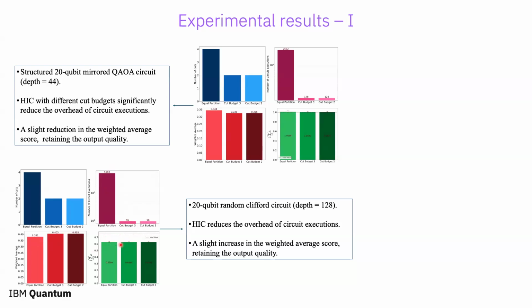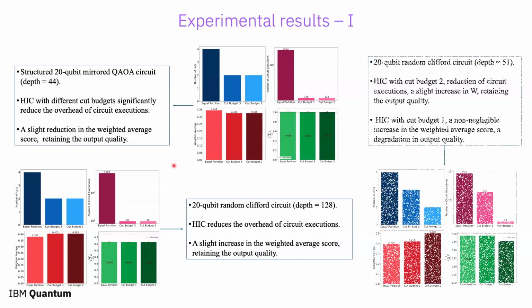But this doesn't sound right? This doesn't sound correct. I cannot arbitrarily reduce just by doing this kind of thing. So here is an example where if you do the cut budget to 2, going from equal partitioning, it reduces significantly. So this is just so it goes to 192 circuit executions. The weighted average doesn't increase a lot and the quality doesn't change.